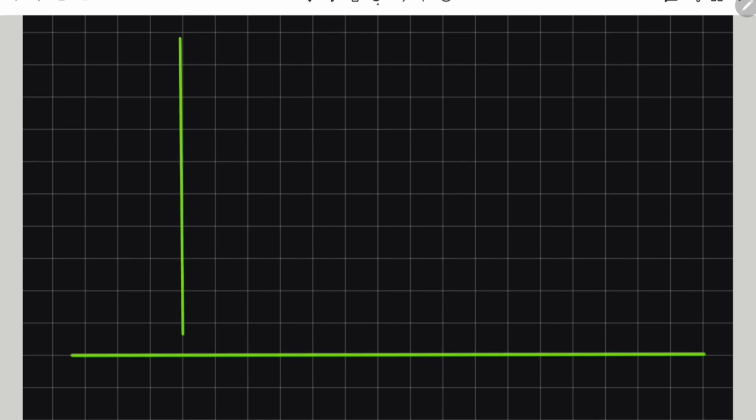X-axis as x1 axis and y-axis as x2 axis. Then for the first equation, we make these points 2, 4 and 6 on x1 axis, and similarly on x2 axis 2, 4 and 6.